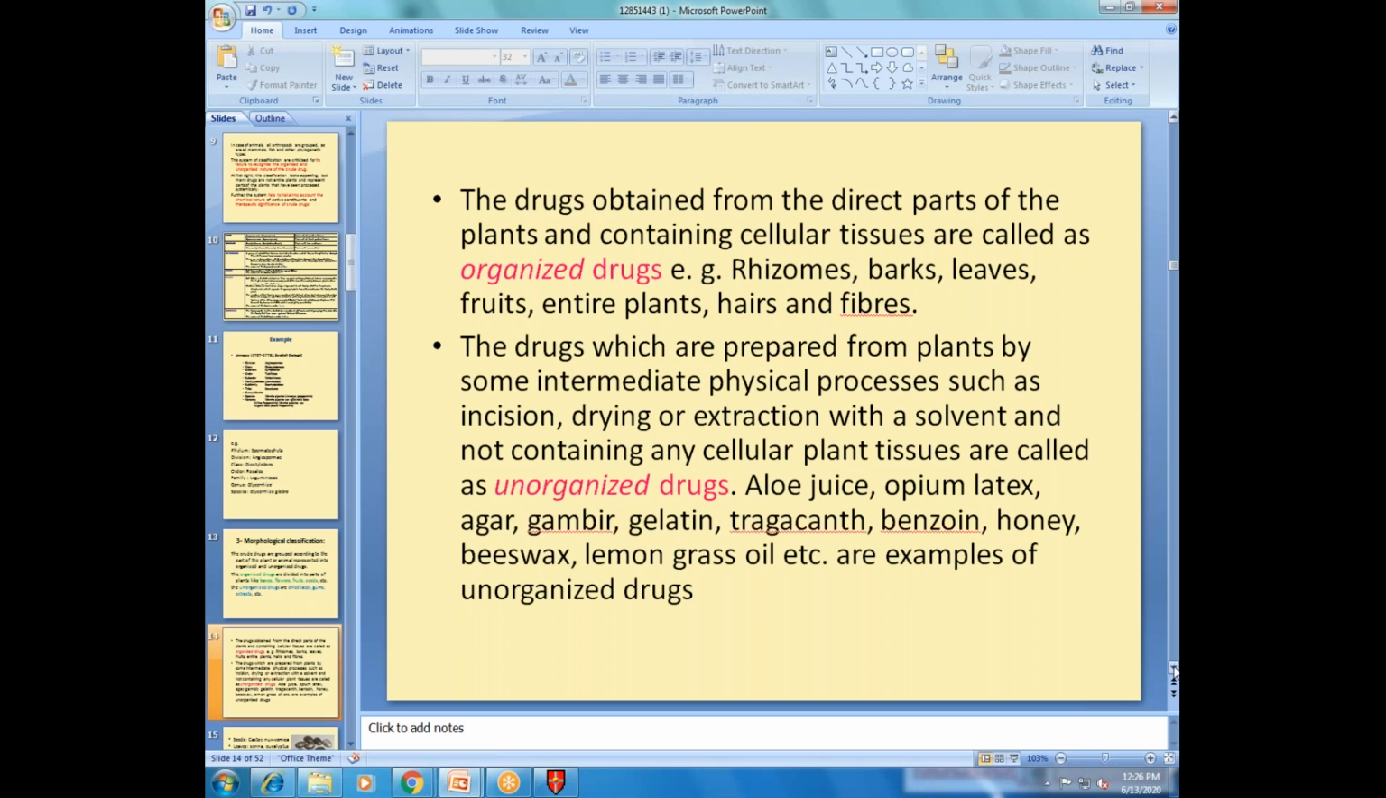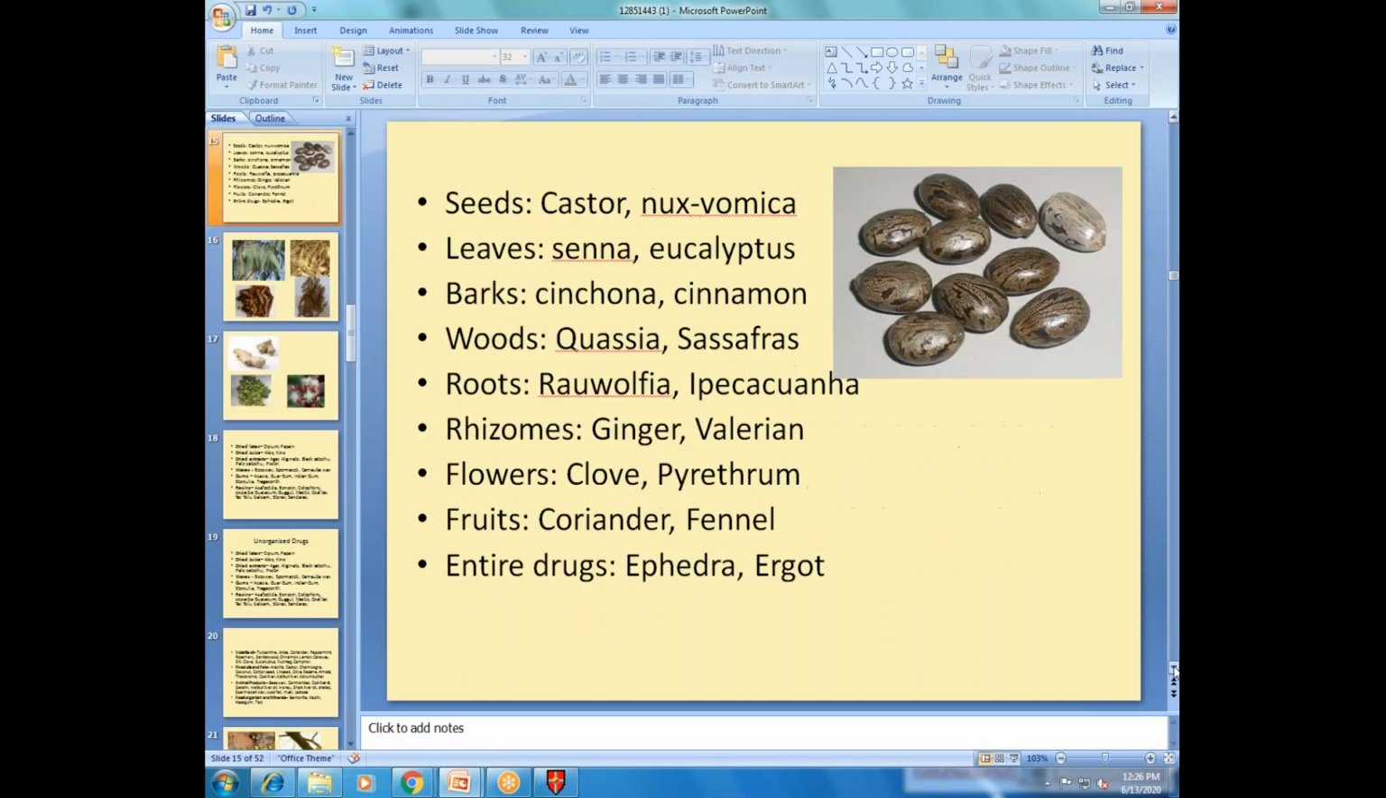That is also an unorganized drug, which is a resin obtained from a plant. Resin, in the sense that in many plants, when you make an incision, when you cut them, it will ooze out. It might be a gum, and gum is also unorganized. Some gums have a good smell, that is also unorganized. Honey is also unorganized. The wax obtained from the honeycomb is also unorganized. Any oils you are extracting using a solvent are all unorganized drugs. So these are a few examples of unorganized drugs.